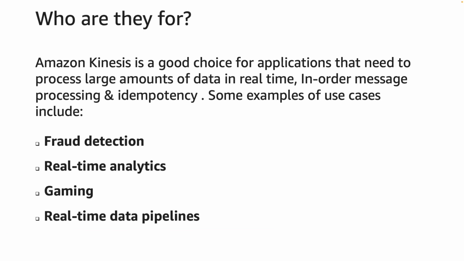Now, let's take a look at industry examples where you can use Kinesis data stream. As you can imagine, Kinesis data stream is used to process large amounts of data in real time. If in-order messaging is important, and your downstream service or consumer in this example should not receive any duplicate messages, then Kinesis is the right service for you. Typical examples can be fraud detection, real-time analytics, gaming, and real-time data pipelines that we have seen earlier.